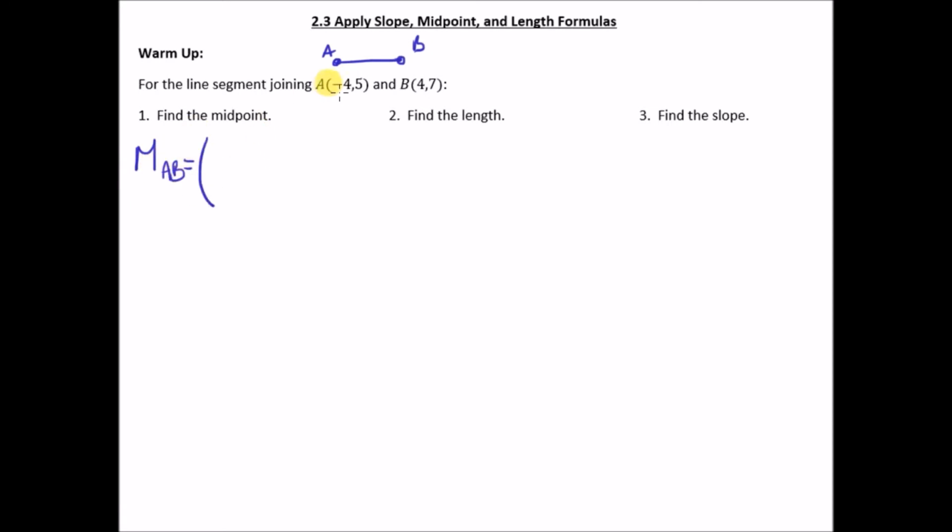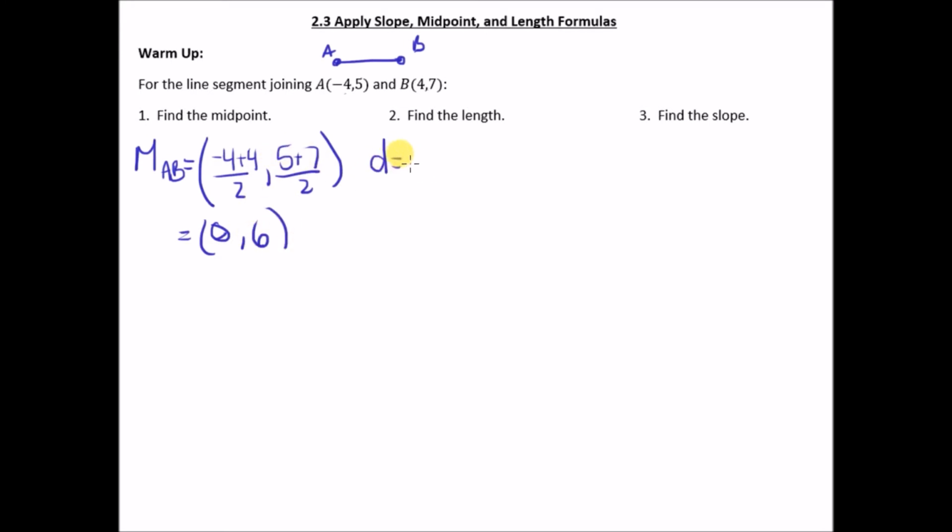Let's average the x's. -4 plus 4, that's beautiful, that goes to 0. 5 plus 7. So we have 0, comma, that's 12 over 2, 6.